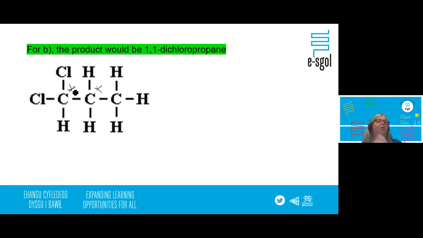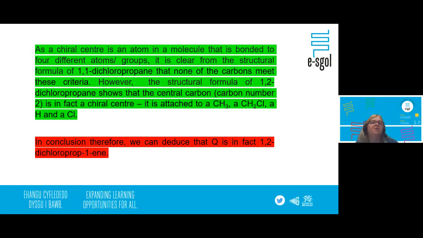And this one's got 2 chlorines. So that again is not chiral. So that confirms, therefore, at the end of that, that because it's got a chiral center, the product must have been that of hydrogenation of A. So Q is in fact therefore 1,2 dichloropropene.